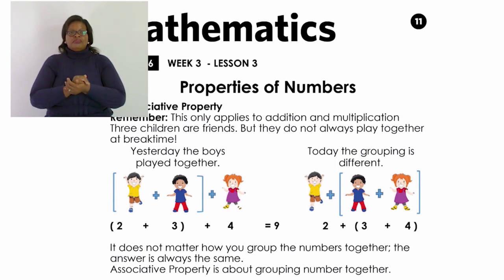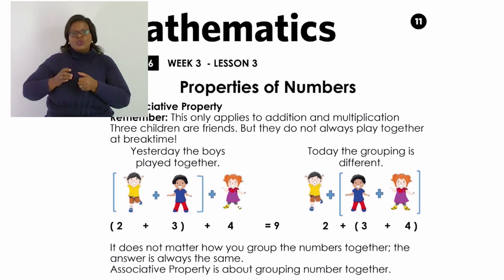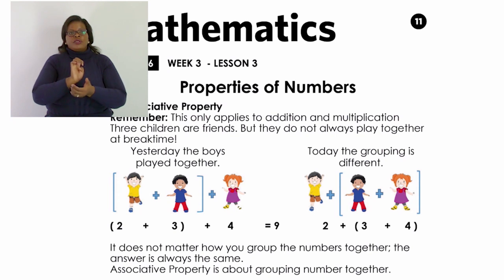Look at the word associative. What does that mean? To associate means a grouping, coming together. Are we together? So associative property has to do with grouping. Sometimes you will hear your parents say, I don't want you to associate with wrong friends. What do they mean? Don't group yourself with wrong friends because they will influence you.